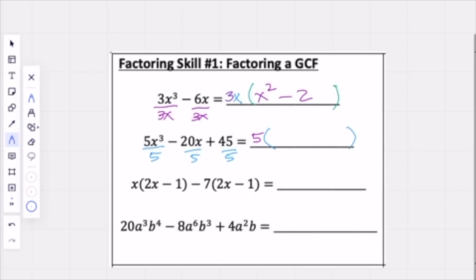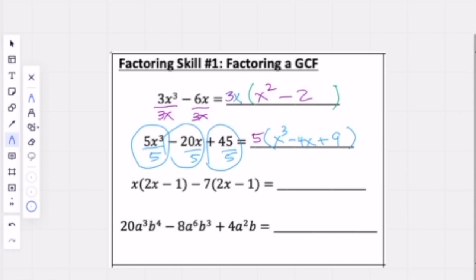So let's go ahead and divide it out of every term. All right, so when we're looking at this first thing, 5x cubed divided by 5 is going to give us x cubed. -20x divided by 5 is going to be -4x. And +45 divided by 5 is going to be +9. Beautiful.